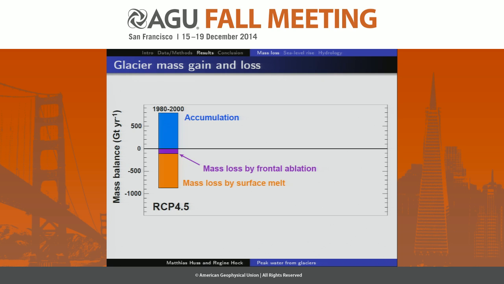So we calculate for all glaciers in the world the components of glacier mass gain and glacier mass loss. So for the past, most of the accumulation in gigatons per year was compensated by the process of mass loss. Here we have in orange mass loss by surface melt, and in purple mass loss by frontal ablation, so breakup of the ice into the ocean. So about 90% was compensated in the past, and we get a global glacier mass loss of about 100 gigatons per year between 1980 and 2000.